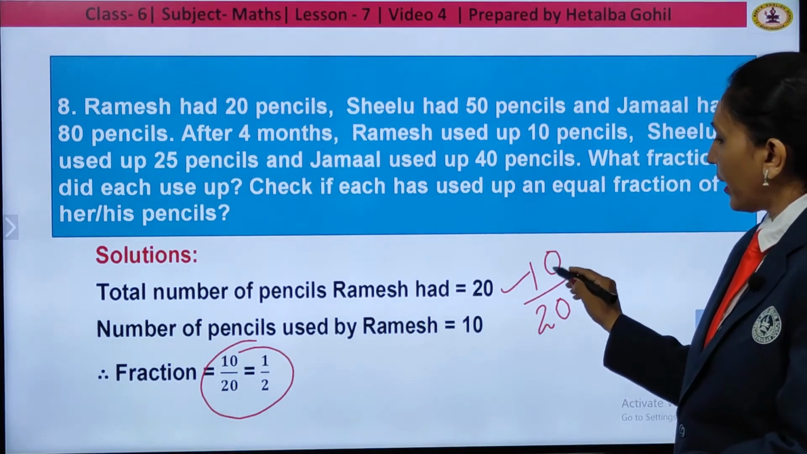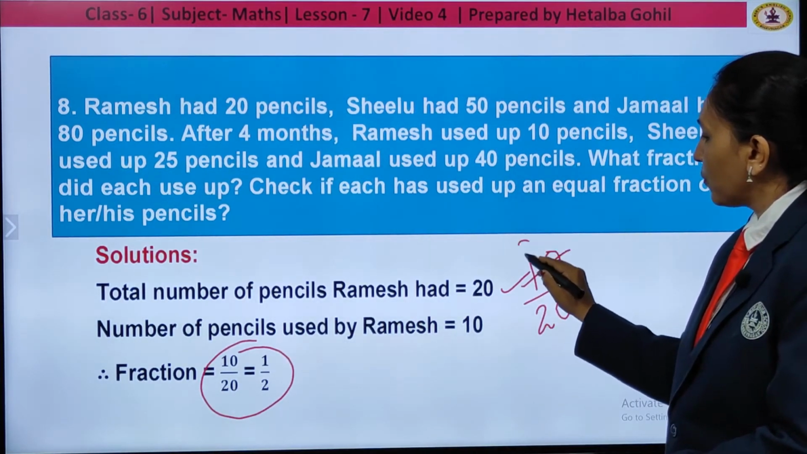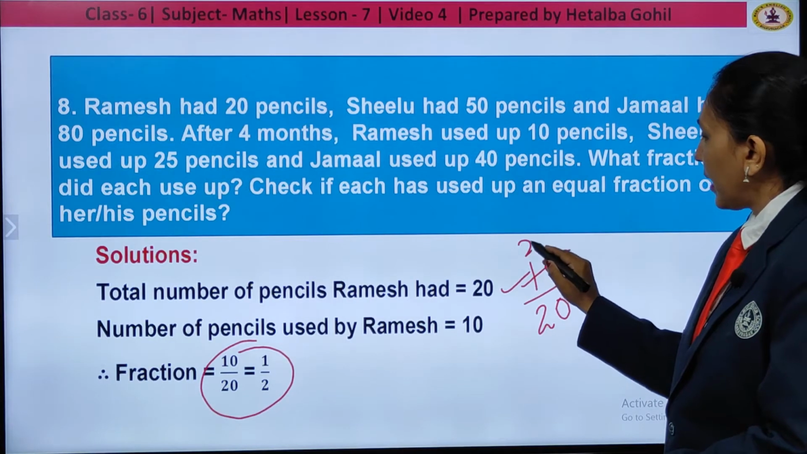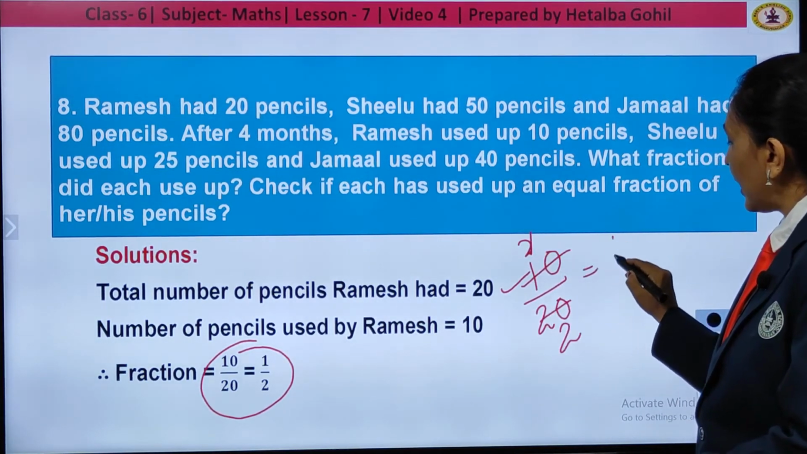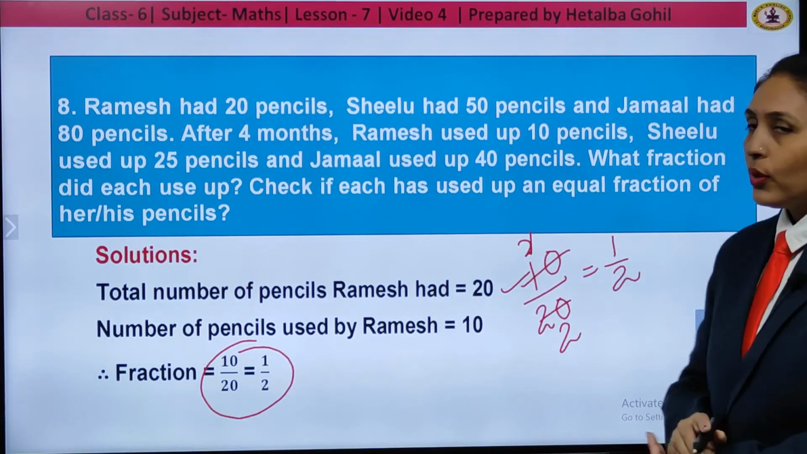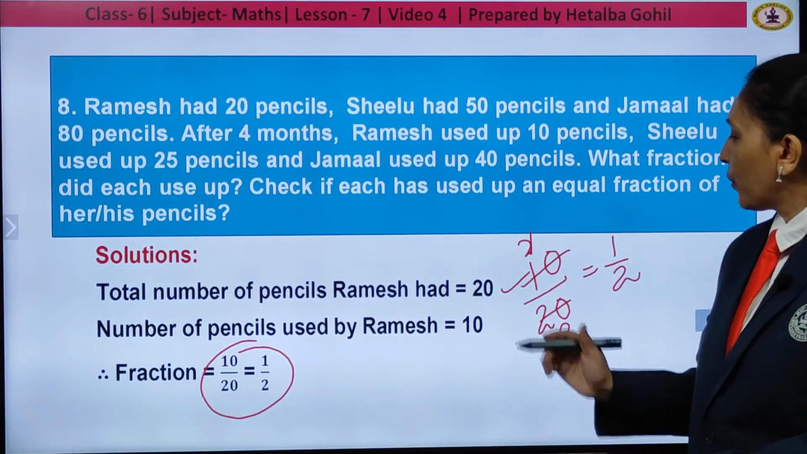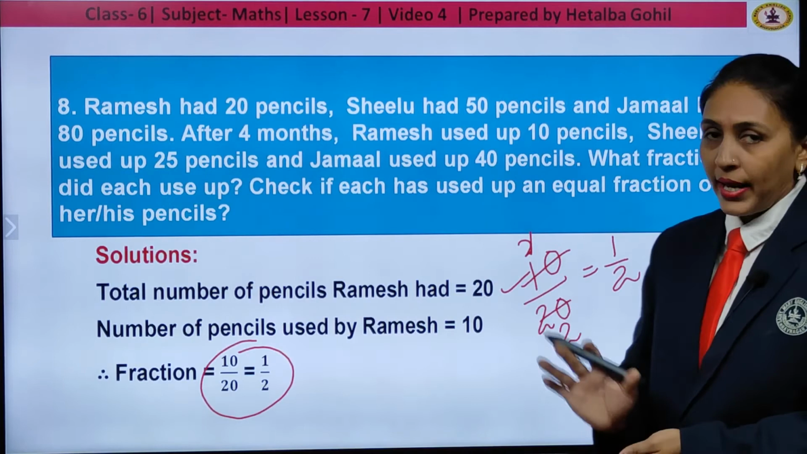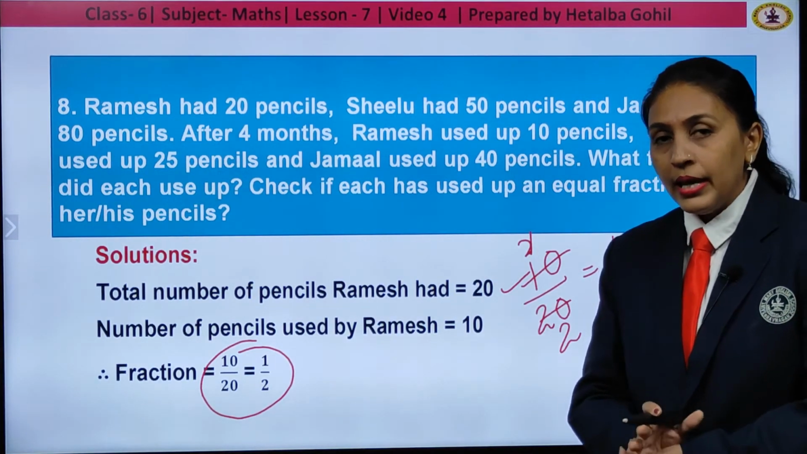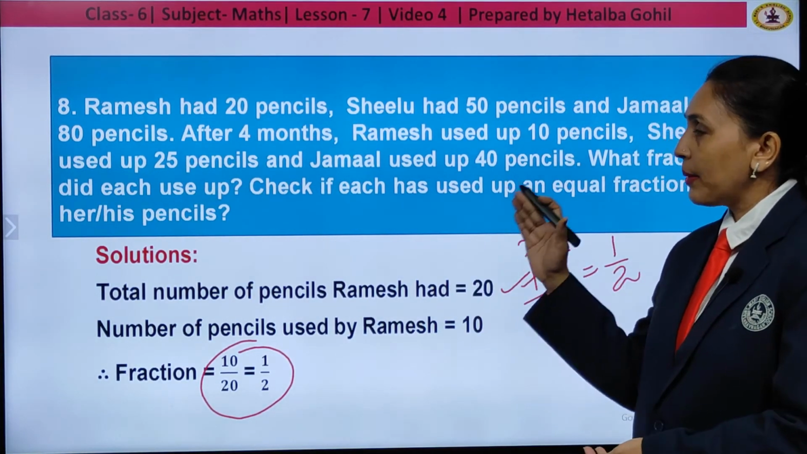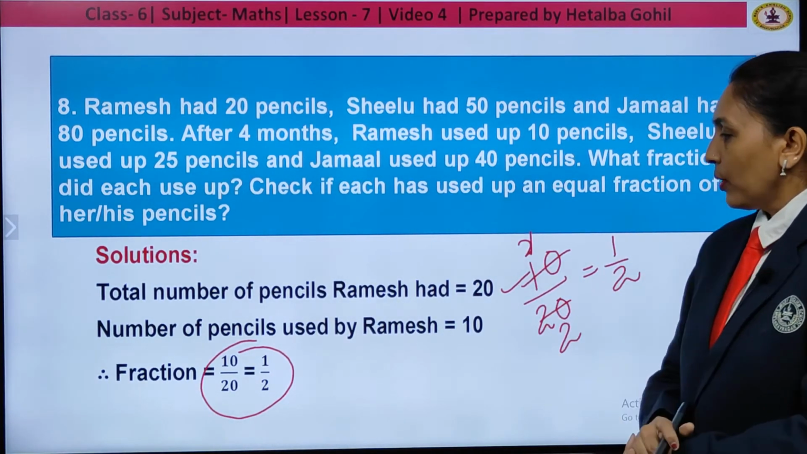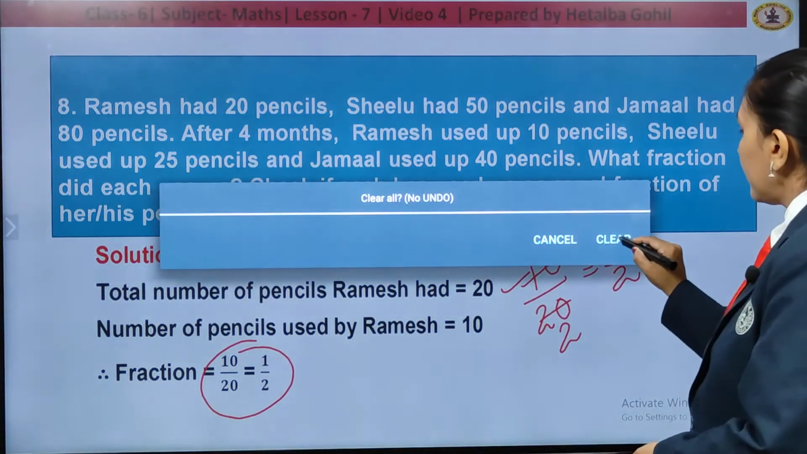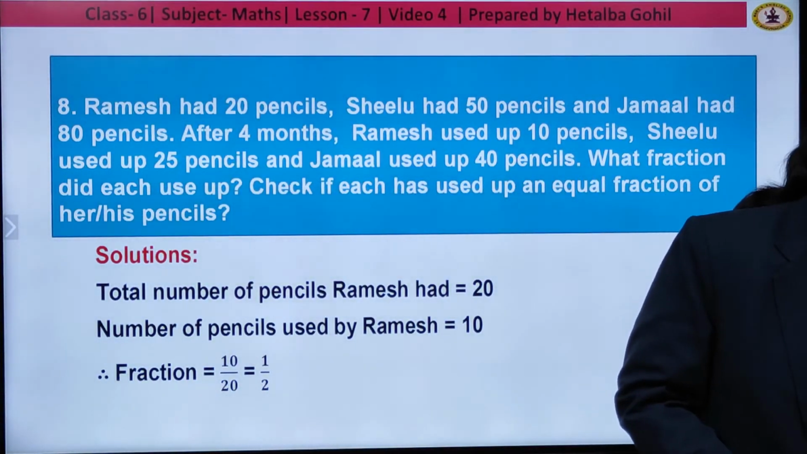Children, still if you want I can reduce this. 5 2s, you can take, 10 1s are 10 and 10 2s are 20. That means I will get 1 upon 2 in its simplest form. So you can write 10 by 20 as the fraction for the pencils used up, and if I simplify, that means I put it in the simplest form, I will get 1 by 2. Okay, so let us see what the other two students got.